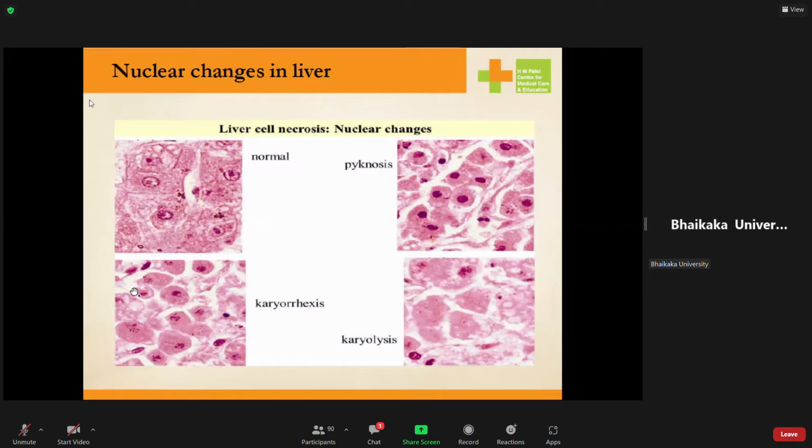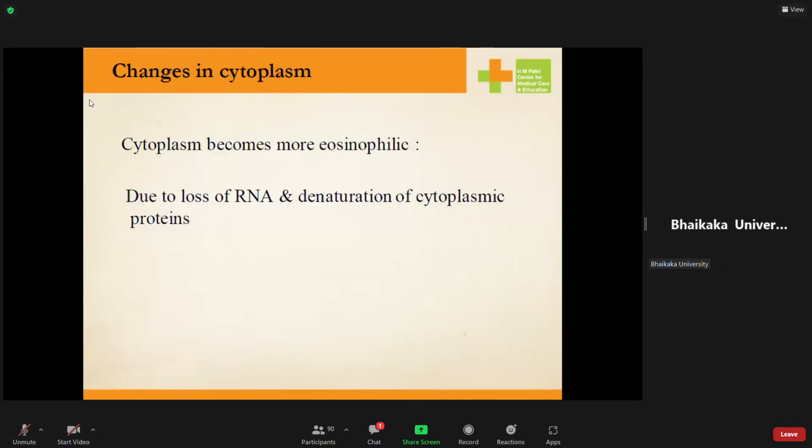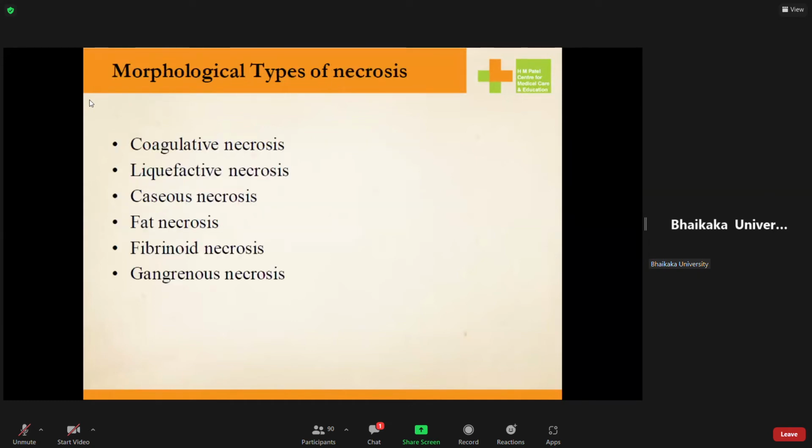Okay, so these are the different changes seen in the nucleus in case of necrosis. Now, changes in the cytoplasm. The cytoplasm looks more eosinophilic due to the loss of RNA and denaturation of the cytoplasmic proteins. So, the cytoplasm looks more eosinophilic in appearance. Now, coming to the different morphological types of necrosis. These are coagulative necrosis, liquefactive necrosis, caseous, fat, fibrinoid, and gangrenous necrosis.